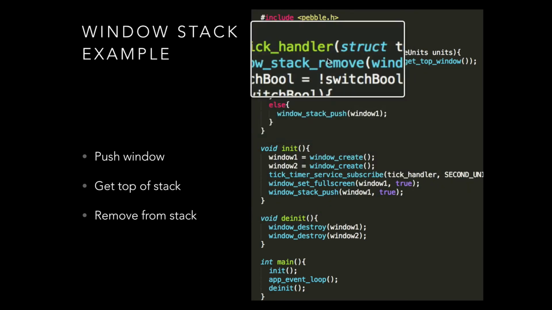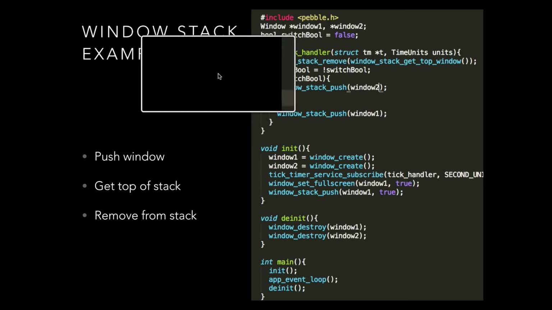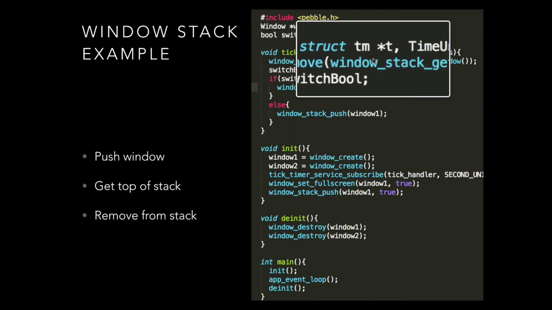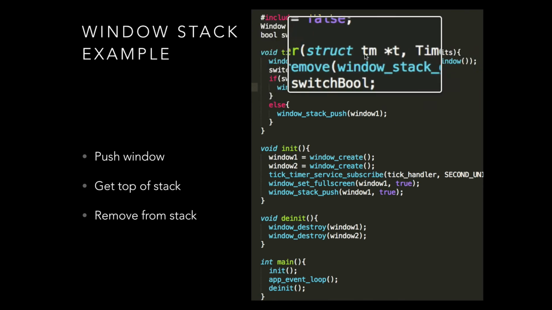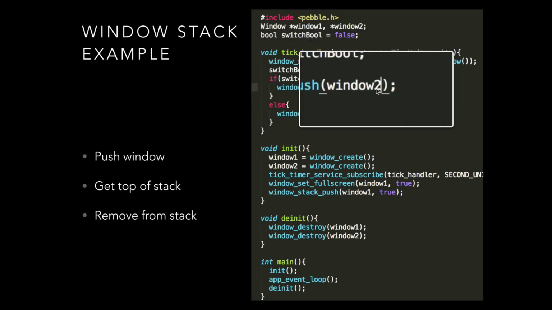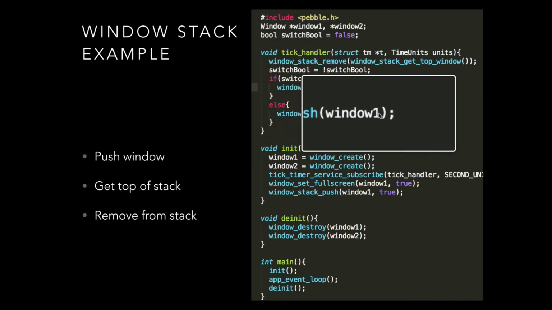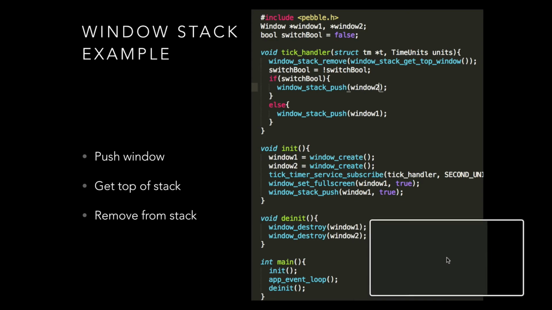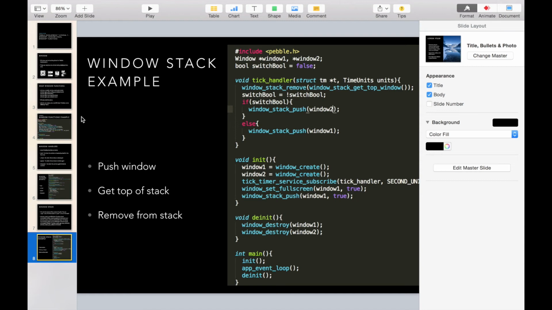And then up here in our tick handler, so this is called every second, we are removing the top of the stack. So remember, this window stack get top window returns the current window, and then it inverts the switch bool. So if it's true, push window 2. Otherwise, push window 1. And so that's pretty simple, and that is basically everything that you would ever need to work with for windows.